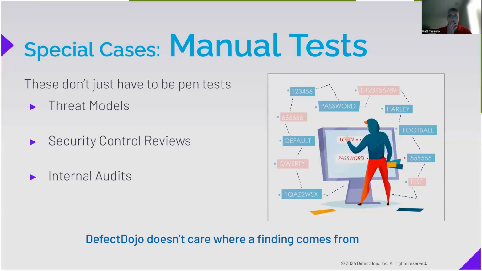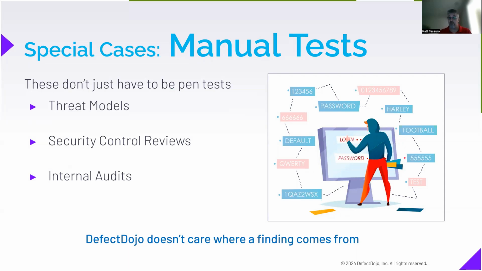All right. The other special case was manual tests, right? I mentioned pen tests, but this doesn't have to be pen tests. This can be any number of things. So I've seen people do threat models and take the results of a threat model, maybe some control shortfalls or whatever, and put them as findings into DefectDojo. There's another customer of ours that does basically a desktop exercise where they find out what security controls are baked into each application, and if they have policies around the different criticalities of applications needing which controls. And so if there's a controls gap, that's a finding in their world, and they put it into DefectDojo.